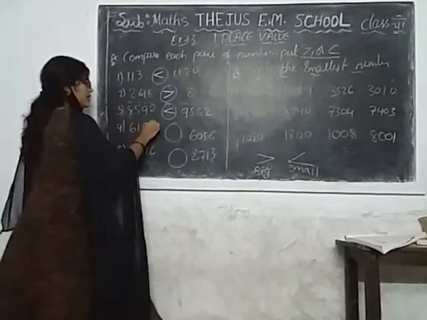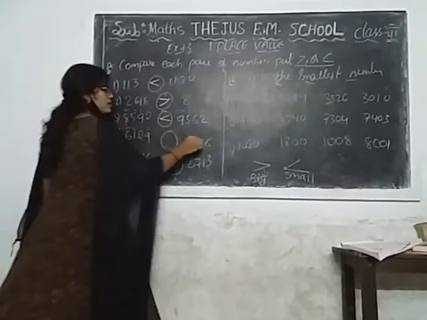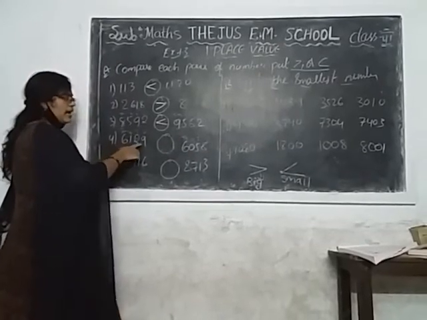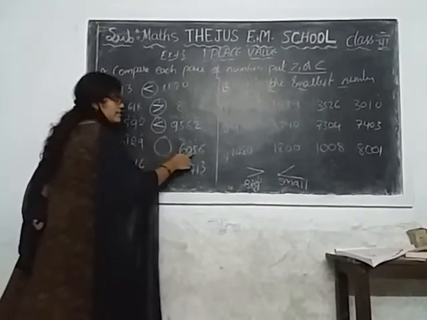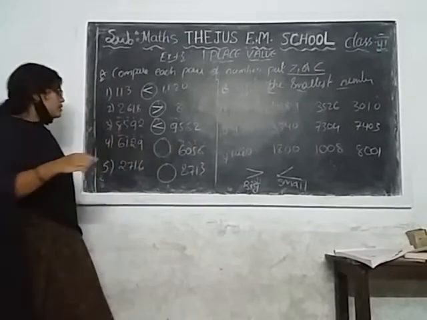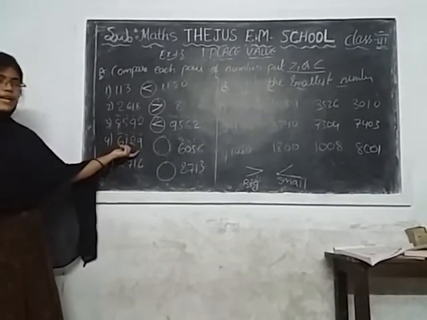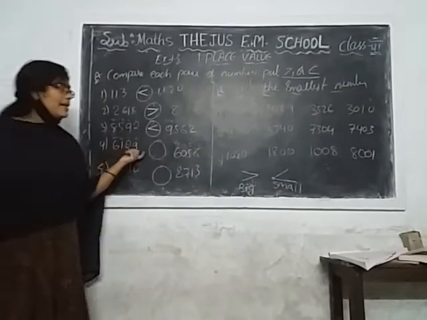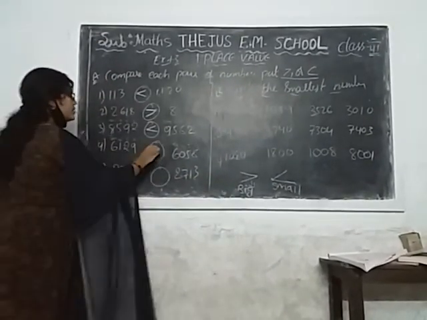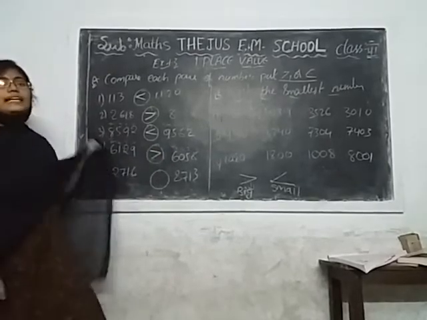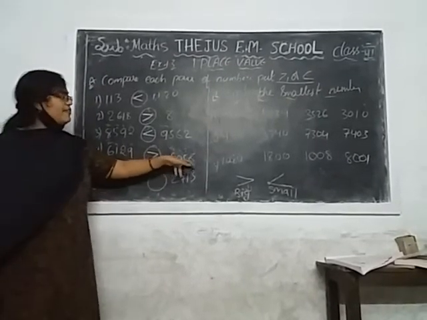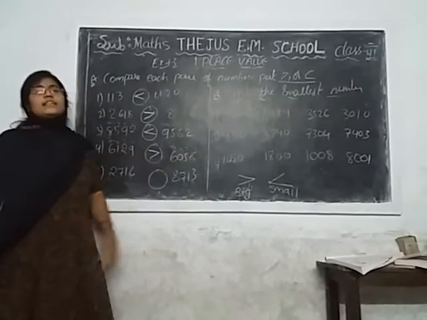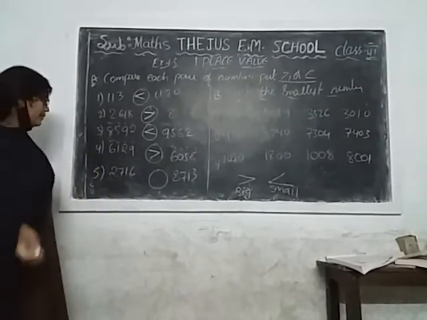Okay, next one, see. Ones, tens, hundreds, thousands. 6,129 and 6,058. See, 6,129 is bigger, because 129 is bigger than 58, right? Big means greater. 6,129 is greater than 6,058.